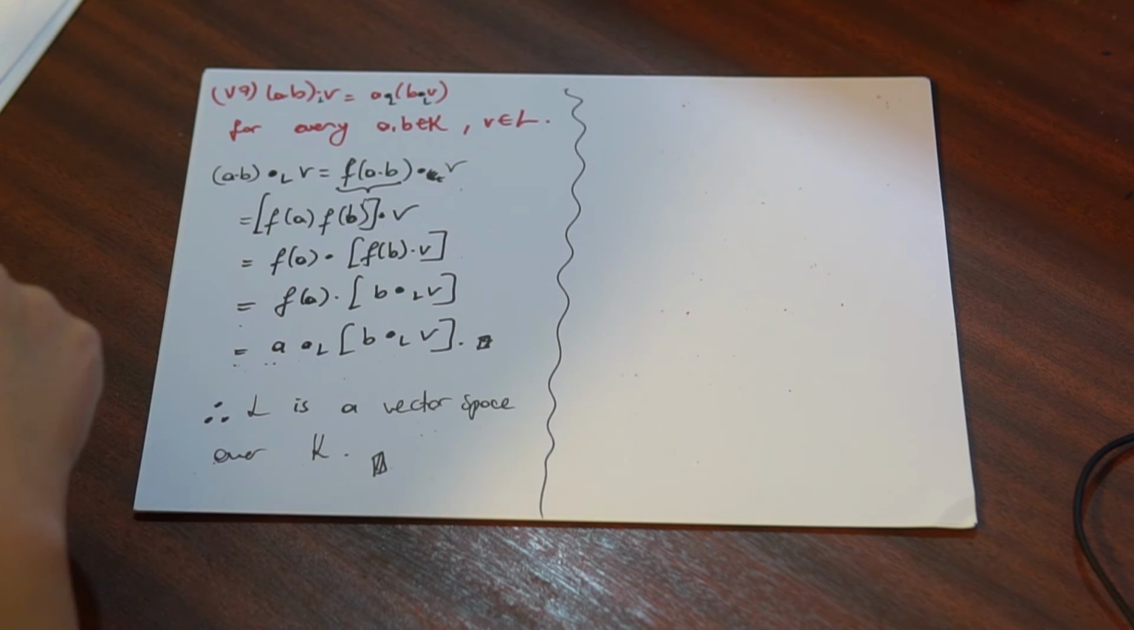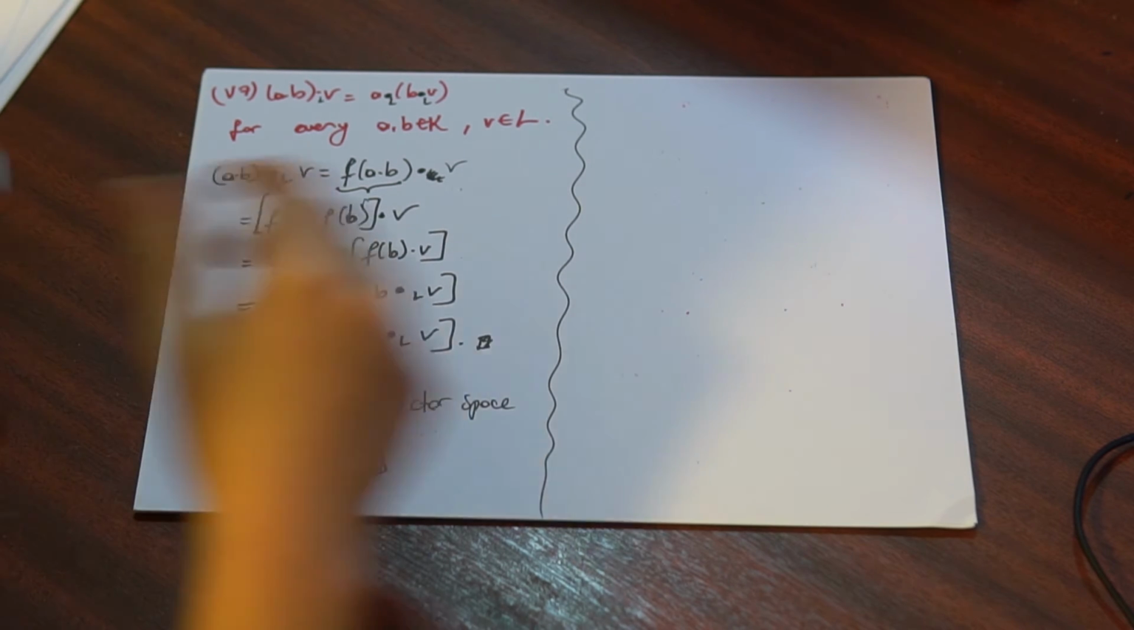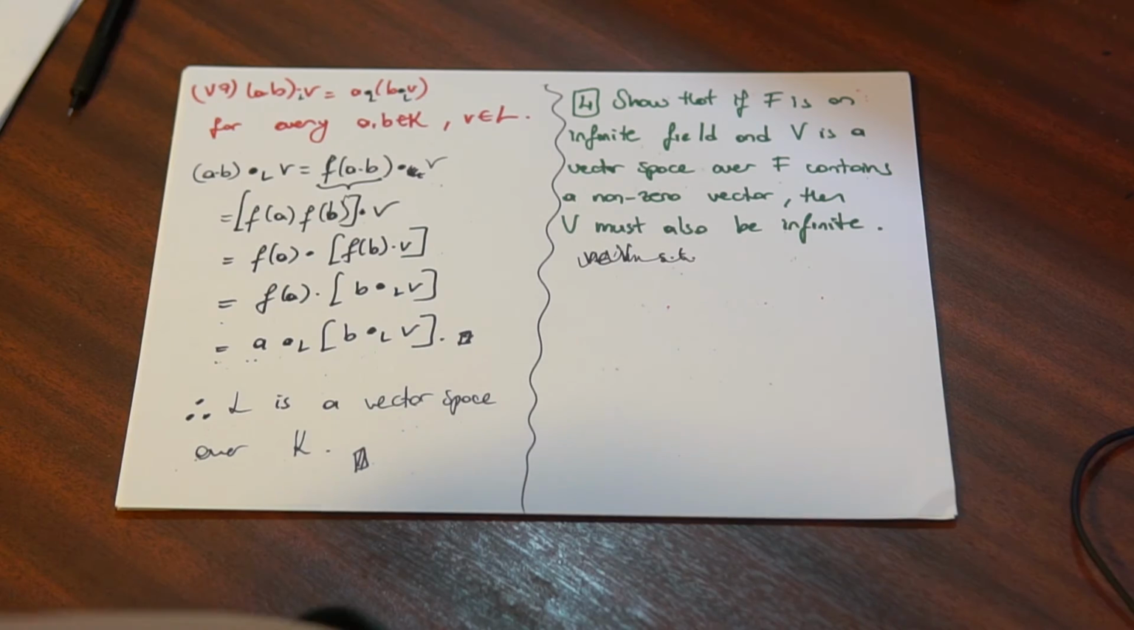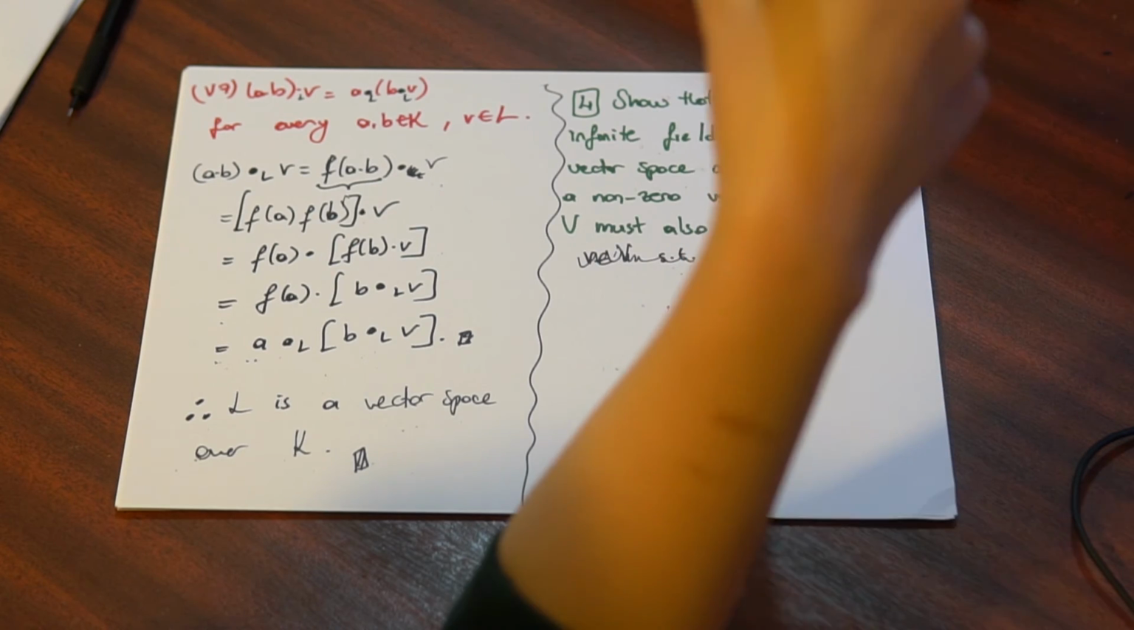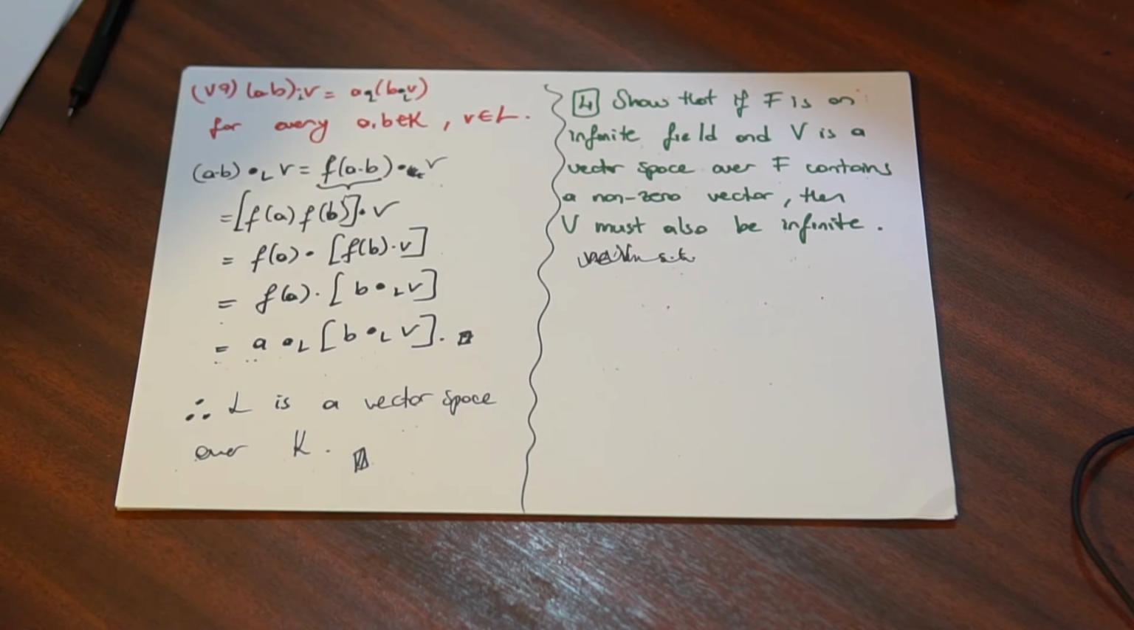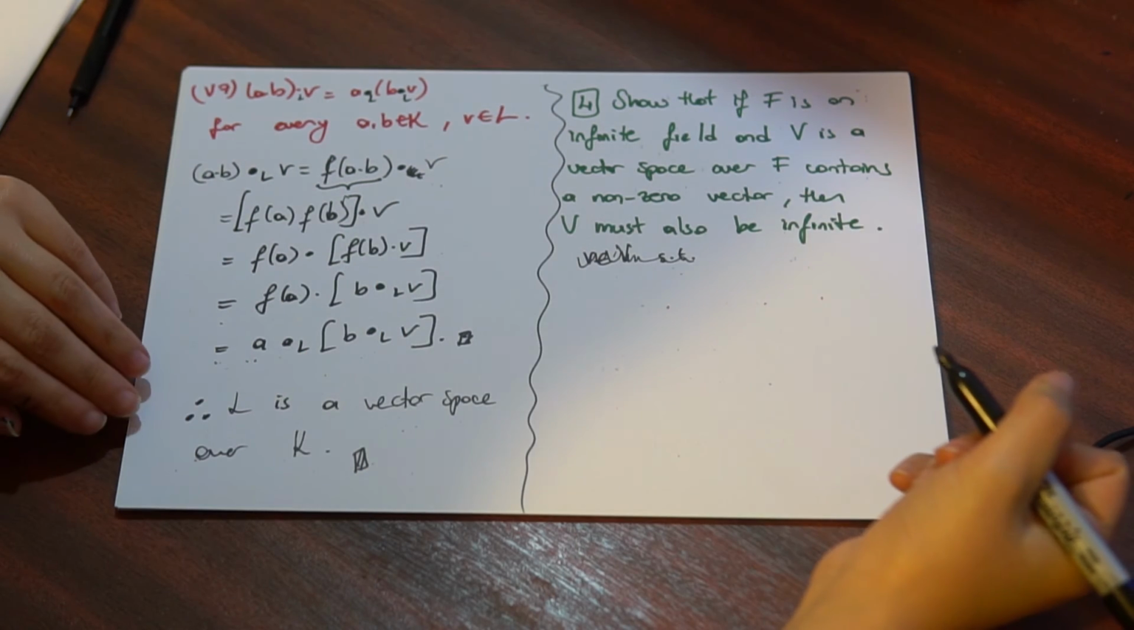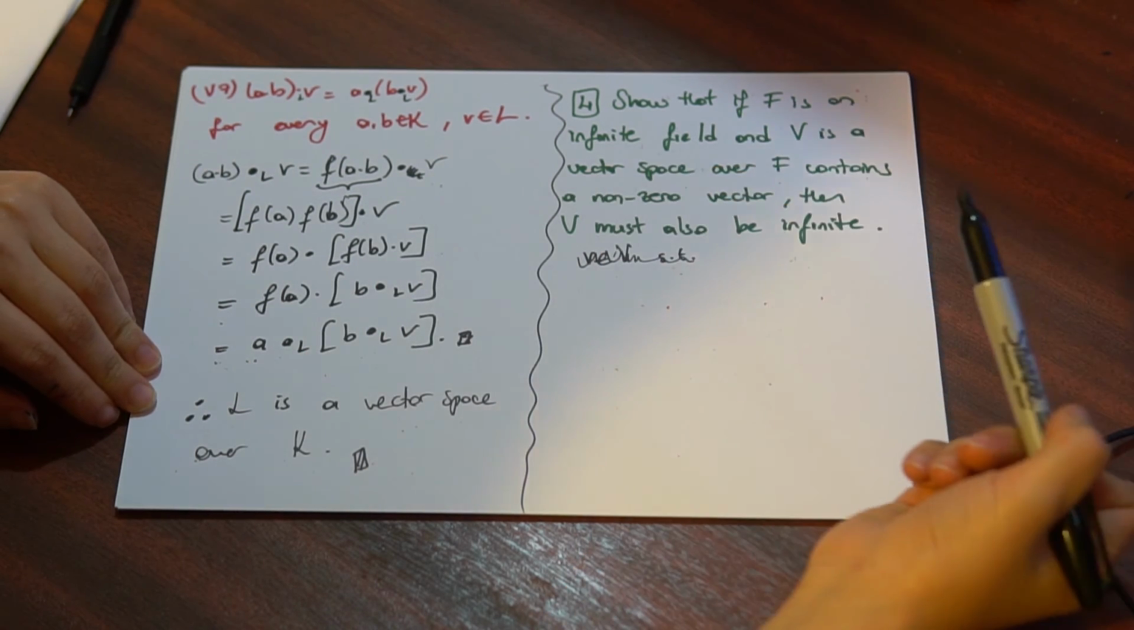So this completes the proof that the field L is a vector space over K. Fourth question. The question is: show that if F is an infinite field and V is a vector space over F that contains a non-zero vector, then V must also be infinite.